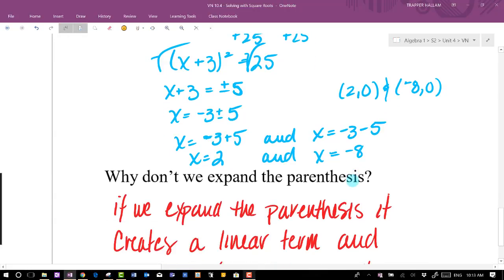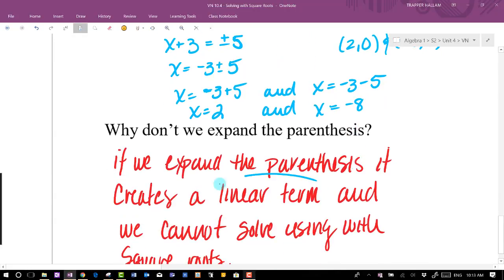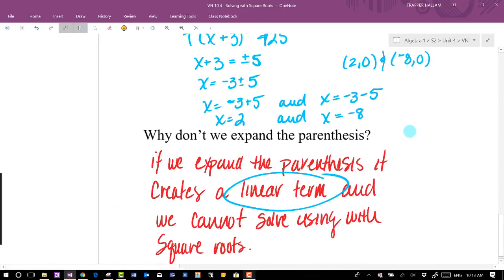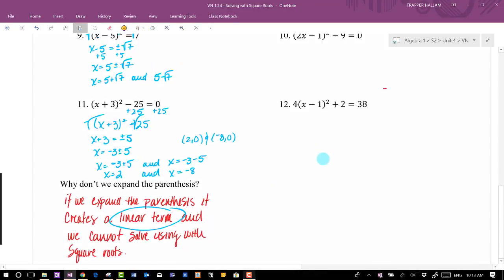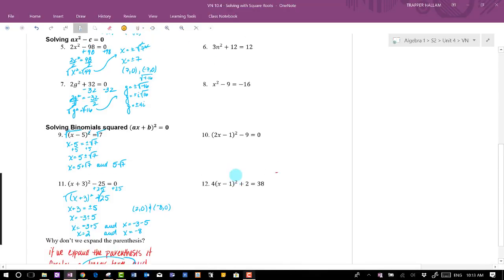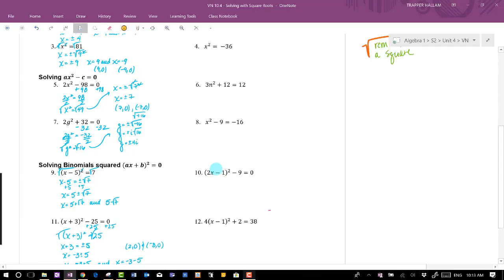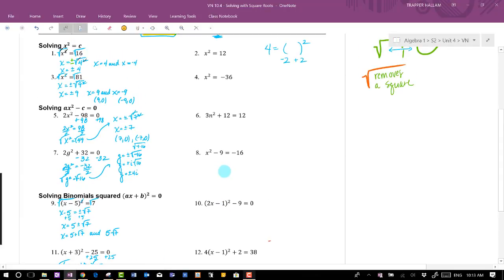All right. Again, why don't we expand the parentheses? Because if we do, we get that linear term and we don't know how to solve it. But there's the notes. You should see all the variant forms of how we can solve with radicals. Again, it deals with quadratics. We're moving into quadratics, so this is a nice little segue.